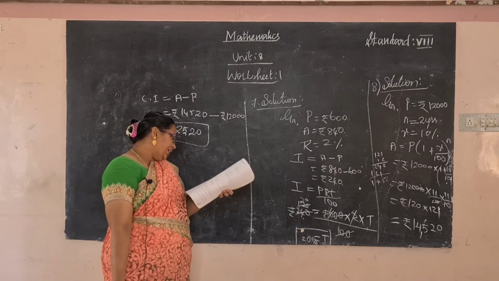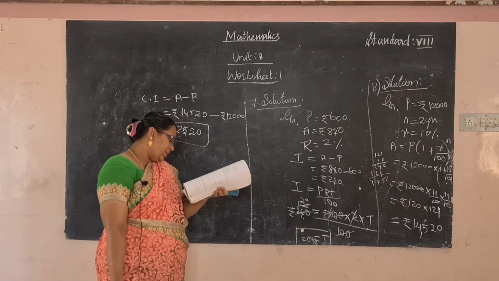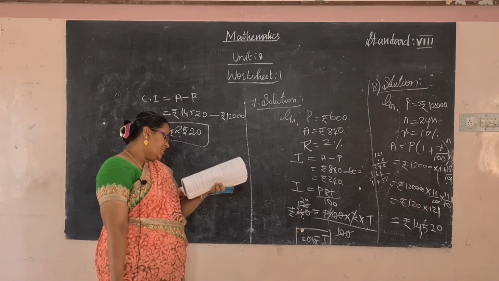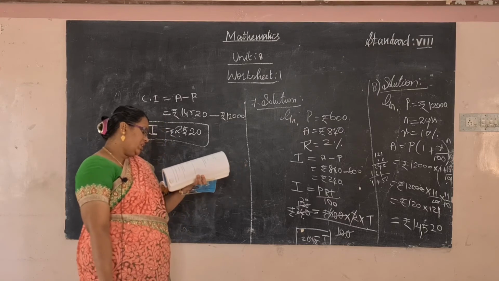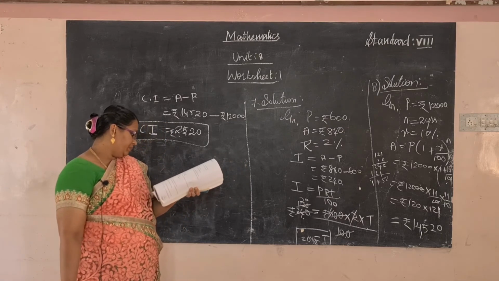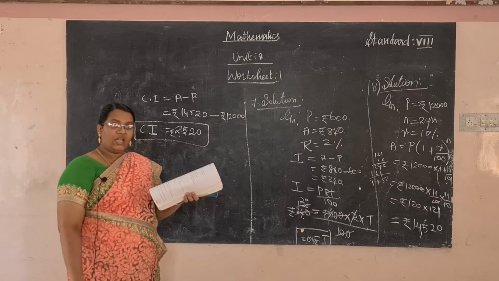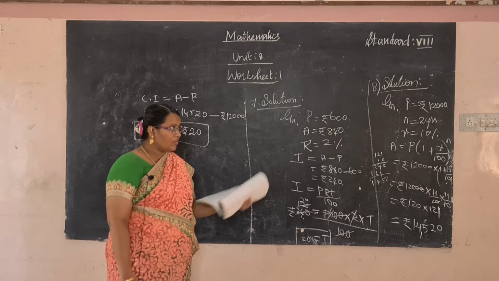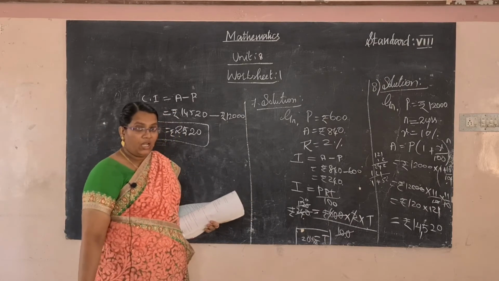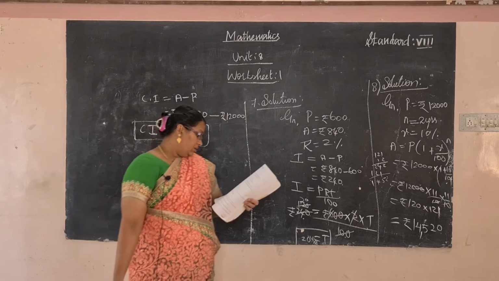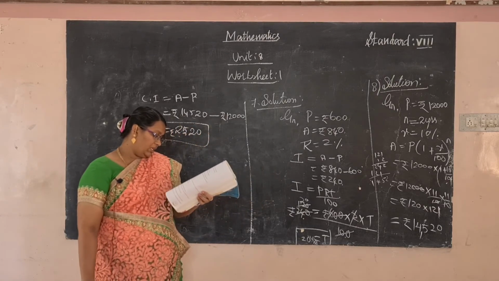Ninth one. Calculate the compound interest and amount on 5,000 for 2 years at 4% when the interest is compounded annually. The same one we have done, using the accumulated factor formula and find out. Okay. Right. Now move to the 10th one.